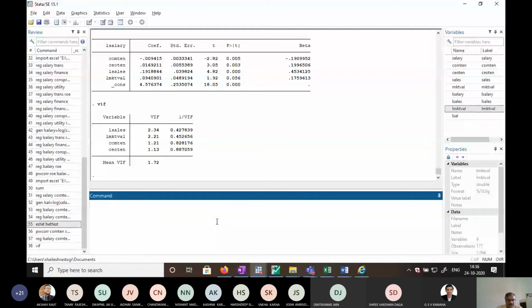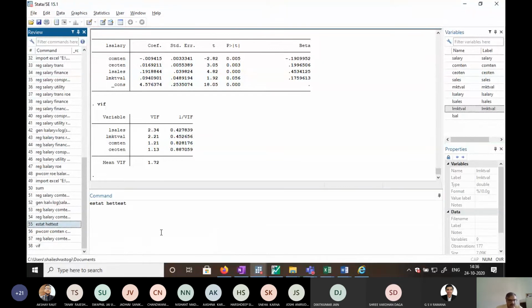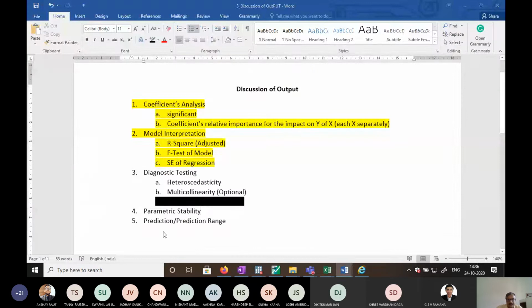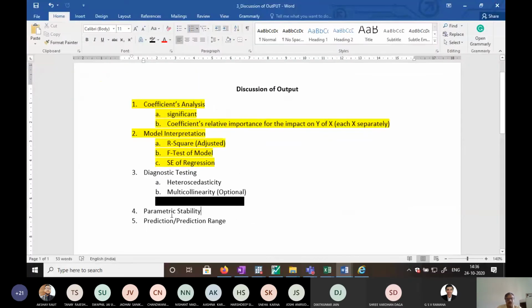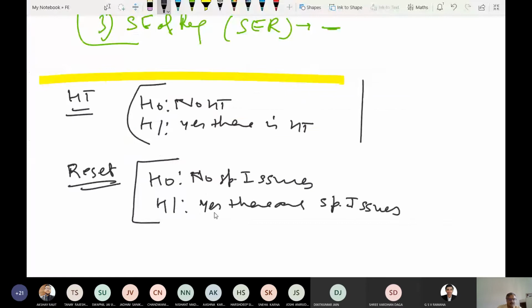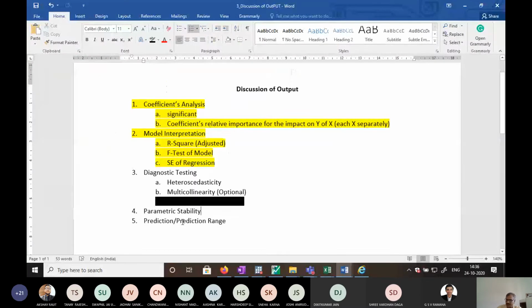Coming to the last item, we have the OV test, or reset test. I have discussed this. This is the pair of hypotheses. The null is no specification issues. I discussed this yesterday and before also, especially the multicollinearity. So parametric stability, I'm going to test. Parametric stability is nothing but the specification of the regression model which we are running.